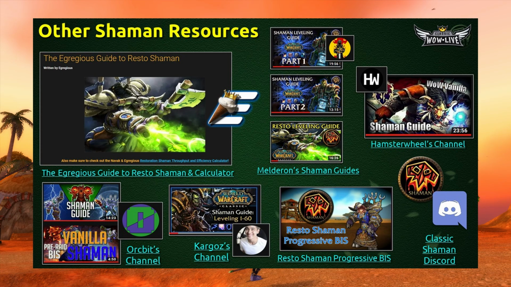Egregious has also created the Resto Shaman Progressive Best in Slot for pre-raid and all raid tiers. That guide is on ClassicWoW.live. Hamster Wheel also has some excellent Shaman content over on his channel. All these links will be in the description.